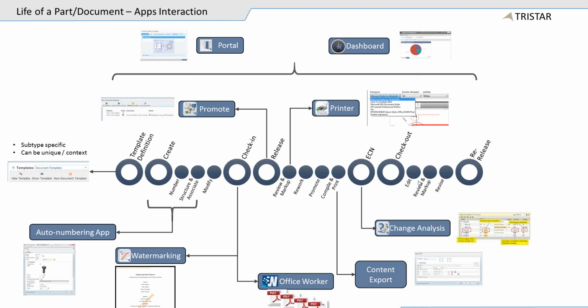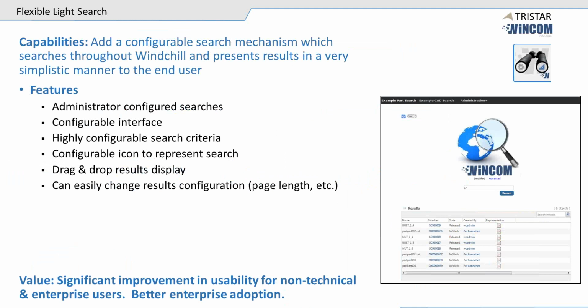We don't want two systems competing with each other. There are also other apps that will do different things as this document goes through its life cycle. So let's get into one of these first. This one is the flexible light search.